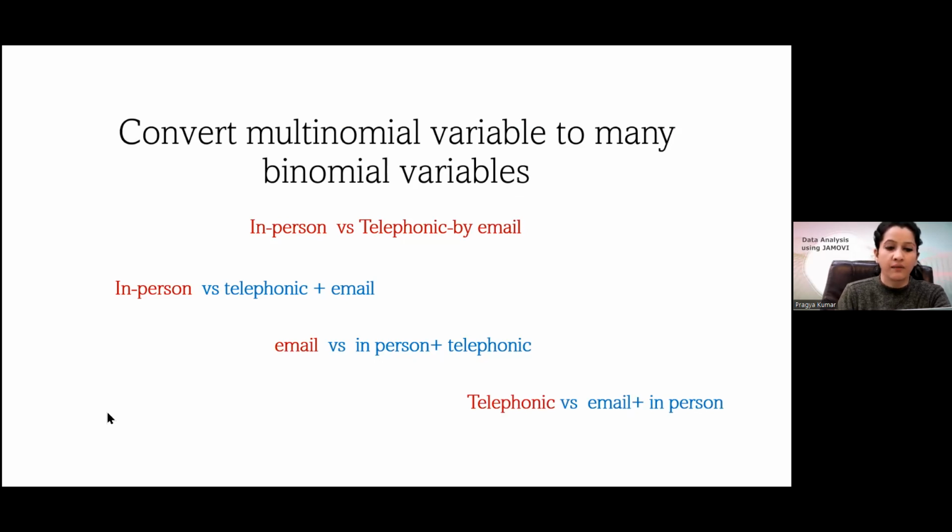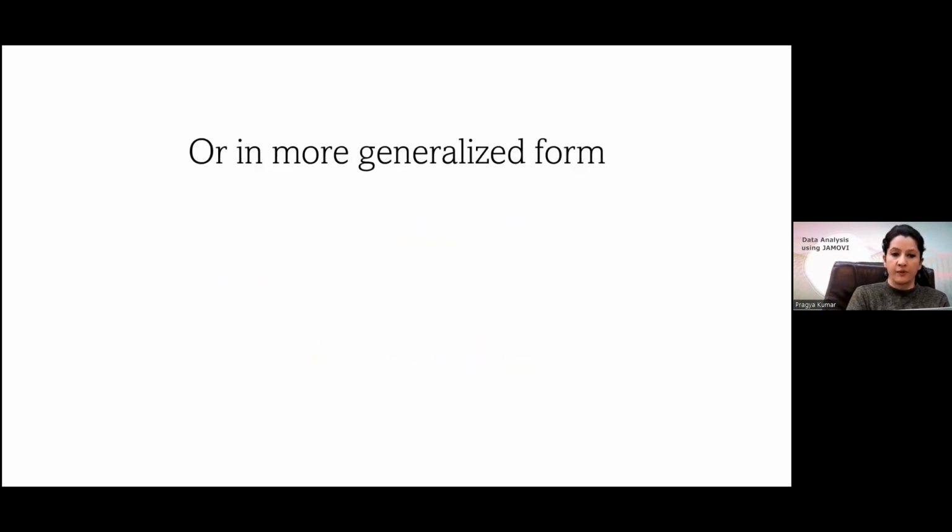Like you can run in-person versus telephonic plus email, one binomial like this. Again, you can do email versus in-person and telephonic. This will be another binomial. And the third binomial will be telephonic versus email plus in-person. In a more generalized form, if you have 3 levels A, B, and C, you can merge B and C together and run a binomial with A versus B and C together. You can merge A and B together and run a binomial with C versus A and B. And again, you can run a binomial with B versus C and A.